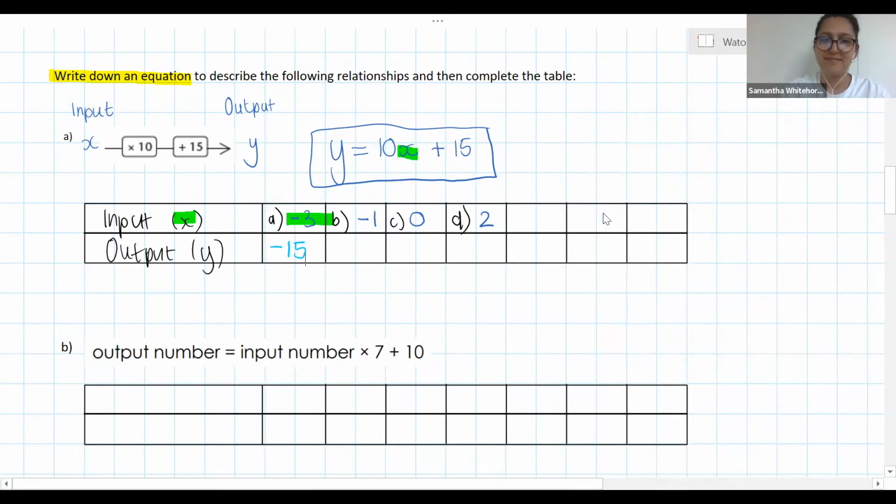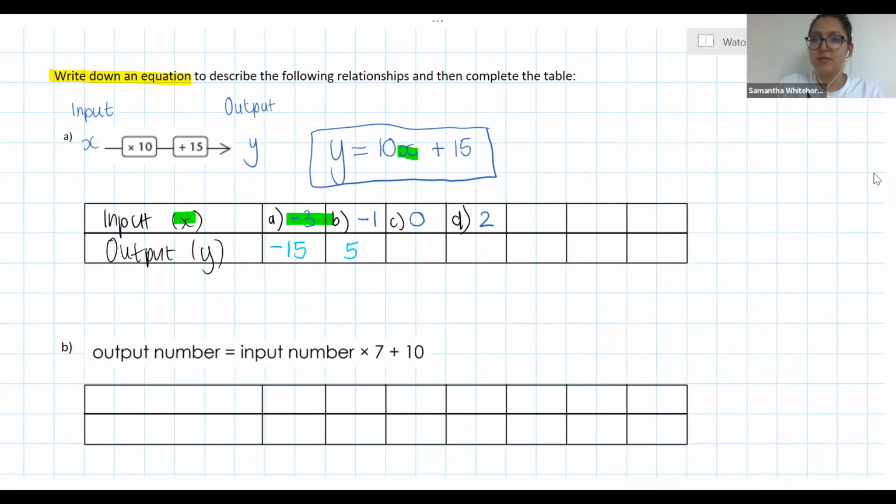Ma'am, the answer is 5. Good, and how did you get it? I said 10x, which is negative 1, plus 15. Excellent. So 10 times negative 1 is negative 10, plus 15 gives me 5. Well done. Thank you.